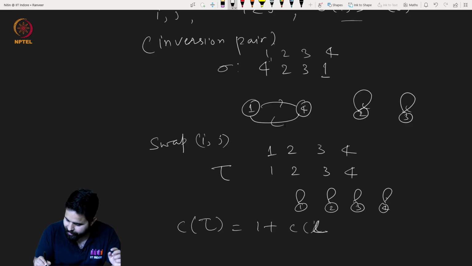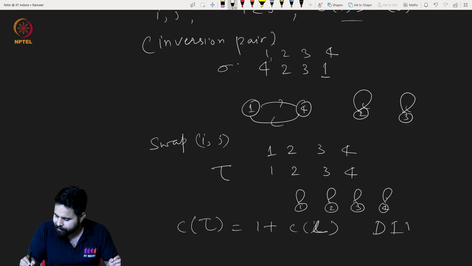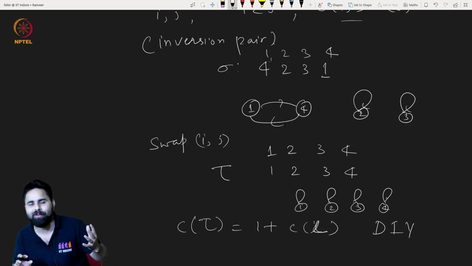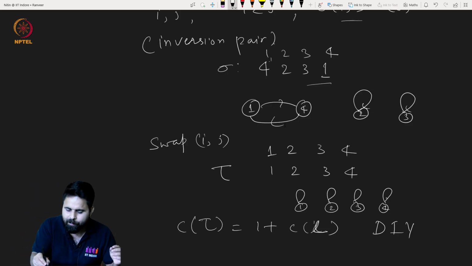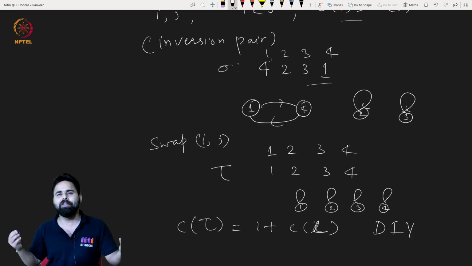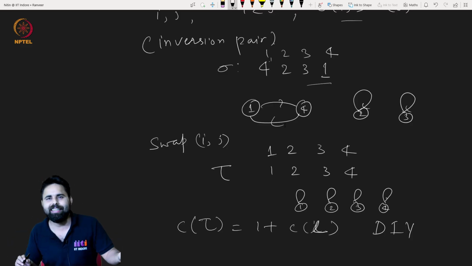This is a very cute DIY for you. It is very simple. Maybe you can take another permutation and play with this, and soon you will realize why there is just 1 increase.